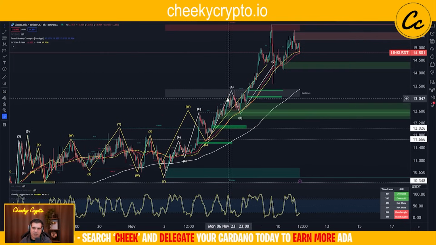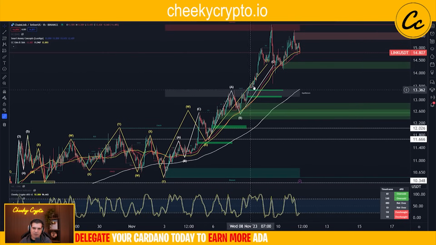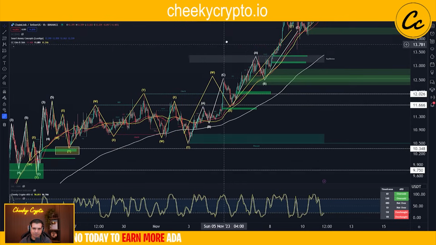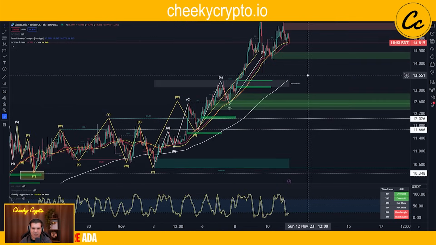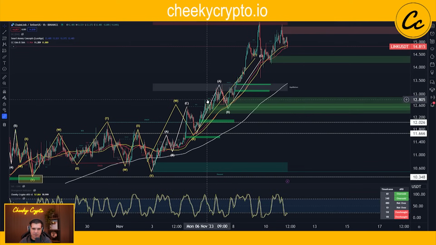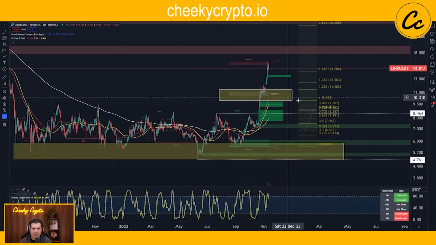So as you can see, we were trying to look at this thing as a three-wave movement to the upside here. And this has actually changed a little bit now. Okay, so it's no longer just looking like a three-wave pattern. It's actually looking more aggressively like a five-wave pattern. Let me show you on the daily time frame here.